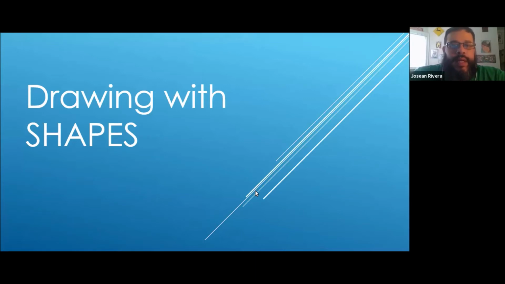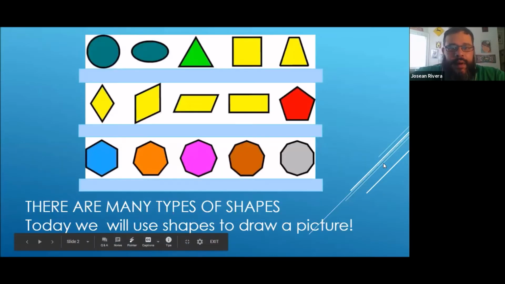All right, so last class we talked about shapes. We reviewed a couple. Today we're going to look at how we can use those shapes to draw pictures. There are many types of shapes. Some of the shapes we did review, others may be unfamiliar. Today we're going to look at a couple of these and use them to draw our picture.